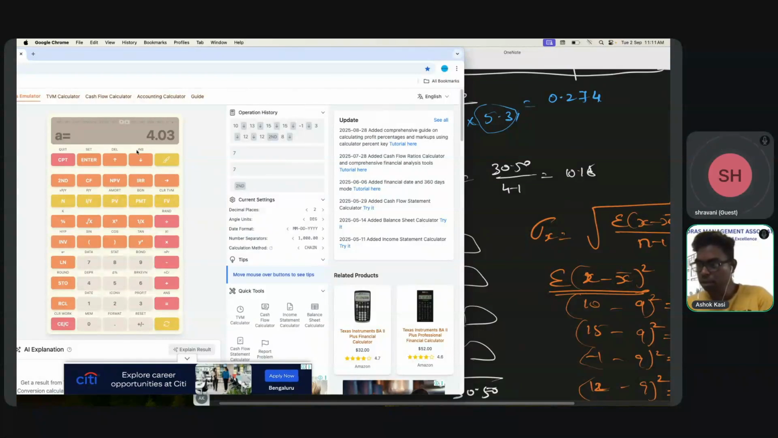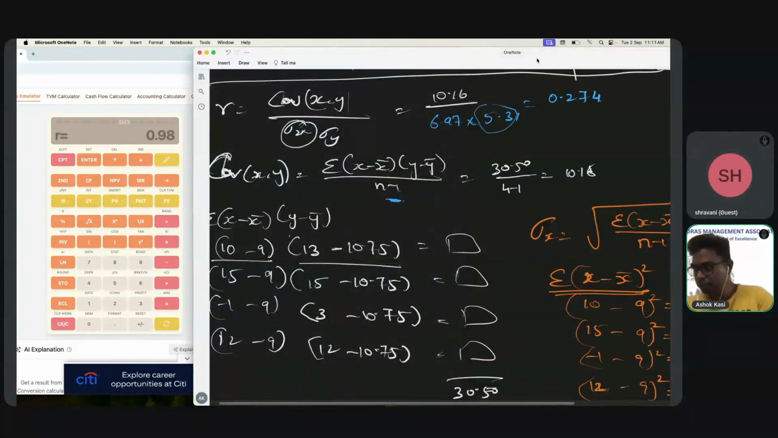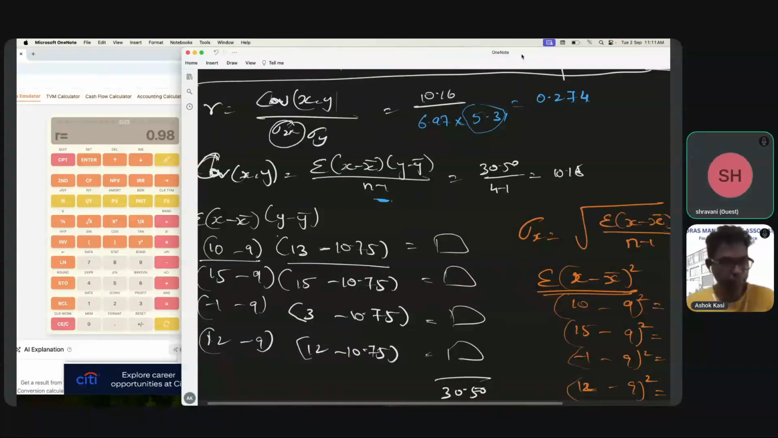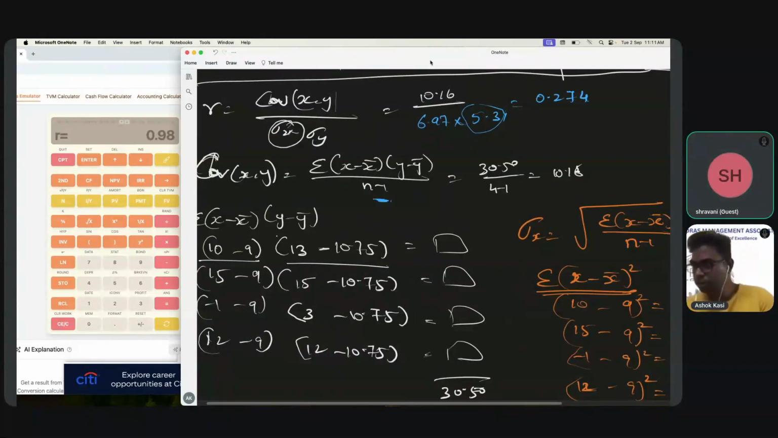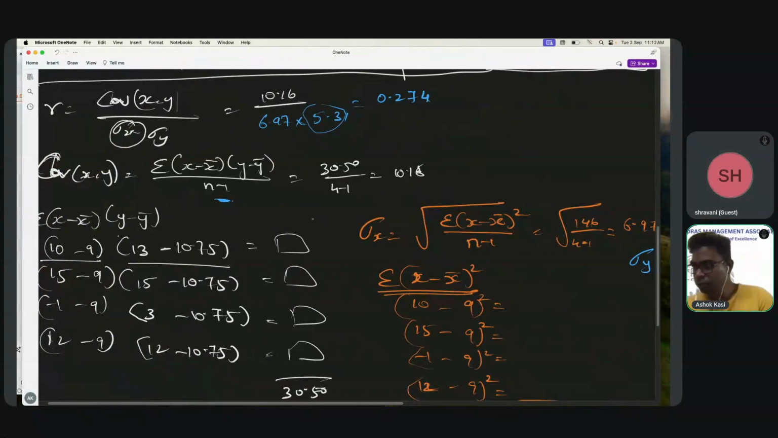Then what a is, you will come to know in some time. At the moment it is not required. B is not required. R is equal to 0.98. So you have made some mistake. I think the covariance calculation was wrong. I will cross-check the covariance. Just recheck again. Okay.